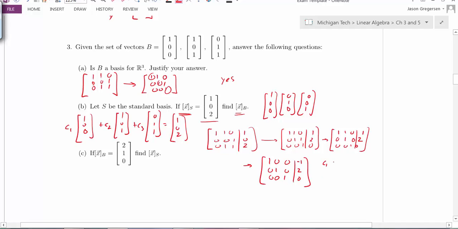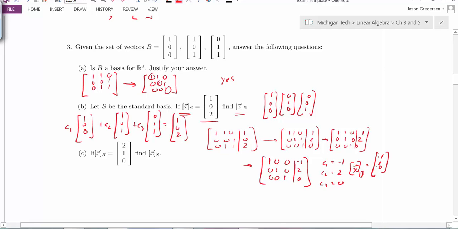So here my solutions would be C1 equals -1, C2 equals 2, and C3 equals 0. And these are the weightings of the basis vectors that should bring me to 1, 0, 2. So this tells us that the coordinates of x with respect to this basis are -1, 2, and 0.